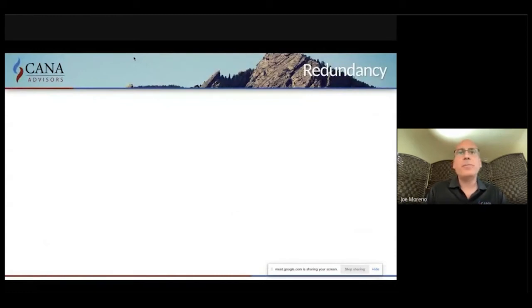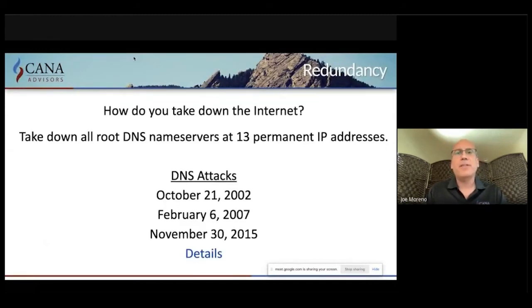DNS is a very important part of it. And I want to stress that that's probably the one way you could take down the internet, because the internet, like I said, is like a bunch of roads. So bombing roads in Iraq would never affect roads in the United States. However, if you wanted to take down the internet, you could take down the root DNS name servers at the 13 permanent IP addresses. There have been 3 attacks like this in the past.